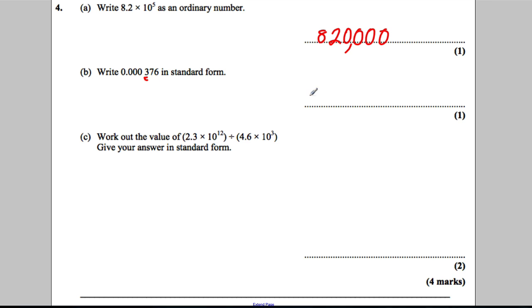The 3's are most important, so we write down 3 and then 76. And how many digits before the 3? There are 1, 2, 3, 4. So it's times 10, not to the 4, but to the negative 4.